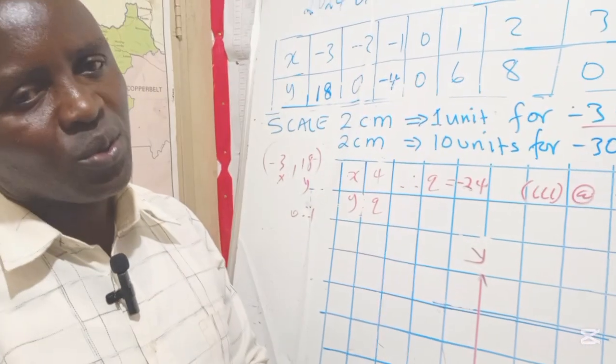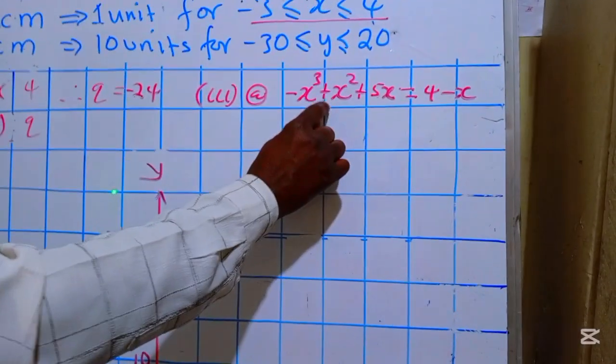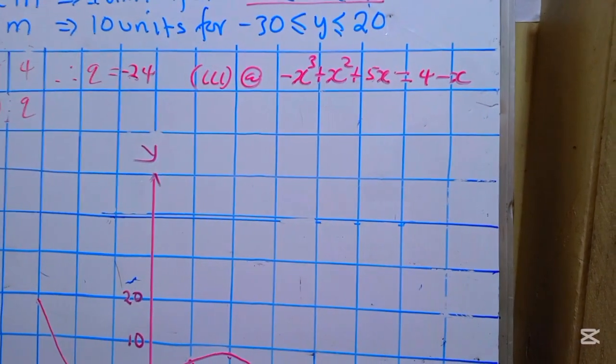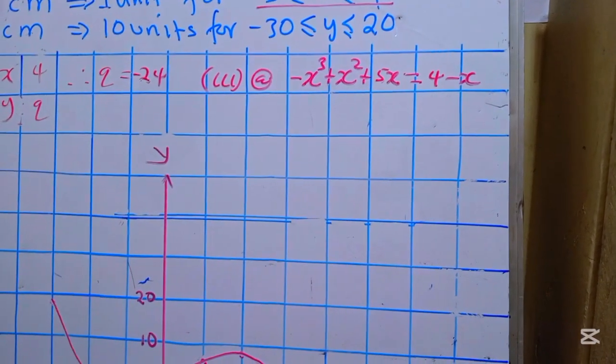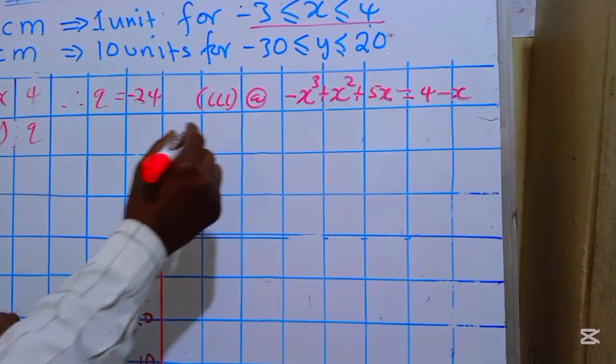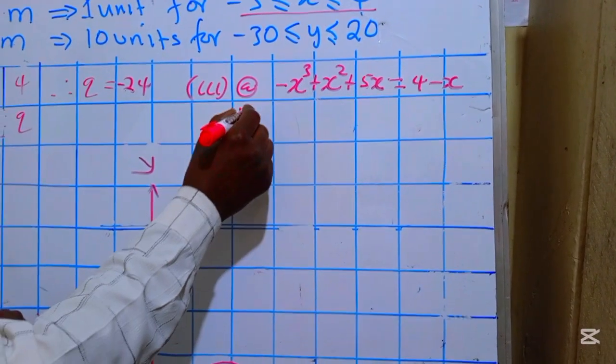So what are you supposed to do? I want you to listen very carefully. You have to subtract this one from the original. So how do I do it? I will say, okay, the original one is this one. I want you to see what will happen.